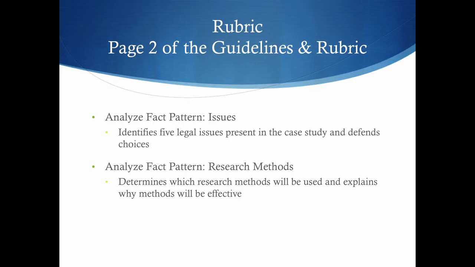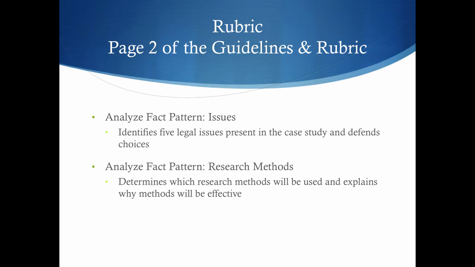The assignment and the rubric. It's in week 2 in module 2, so you shouldn't have any trouble finding it. You can also go to just the generic information and you'll find it for all assignments. So anyway, analyze the fact pattern issues. You need to identify 5 legal issues present in the case study and defend your choice. That's a critical element. You must do that to earn points.